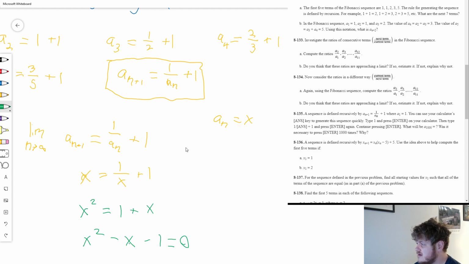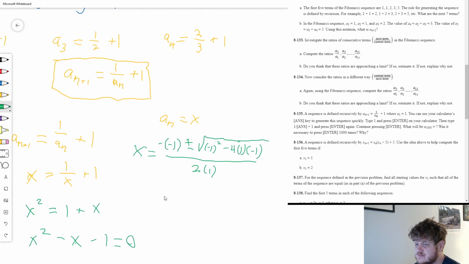So it would be x equals negative b, so that would be negative 1 plus or minus the square root of b squared, so that would be negative 1 squared, minus 4ac, which is 1 and negative 1. And then all over 2a, which would just be 2 times 1.